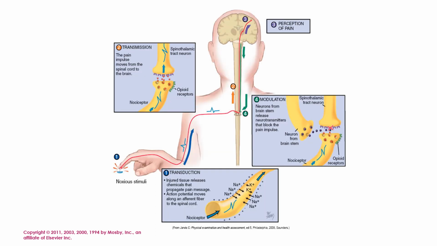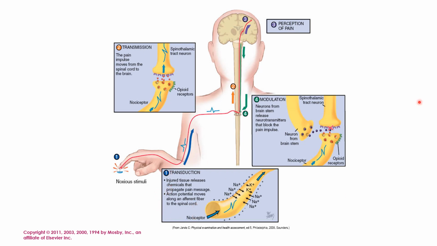The diagram shows the concept of the pain pathway, and the pain pathway starts with the noxious stimuli. It can be mechanical, thermal, chemical, inflammatory, or tissue damage. So the noxious stimuli are transduced by unencapsulated nerve endings or nociceptors that are present in the surface of the body.